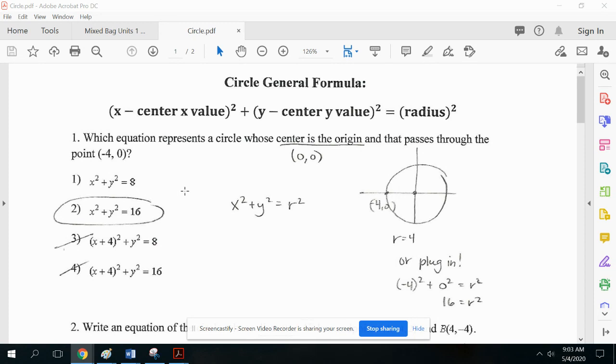The other strategy you could always use, especially if maybe your point was diagonal, so the radius is a little bit tougher to find, you could plug the point that it has to go through. So once you have your center in place, your x squared plus your y squared, just leave r squared as my radius. And I just plugged in the -4 for x. It has to go through that, has to go through 0. Remember to square that negative, so it becomes positive, and there's my radius squared as 16.